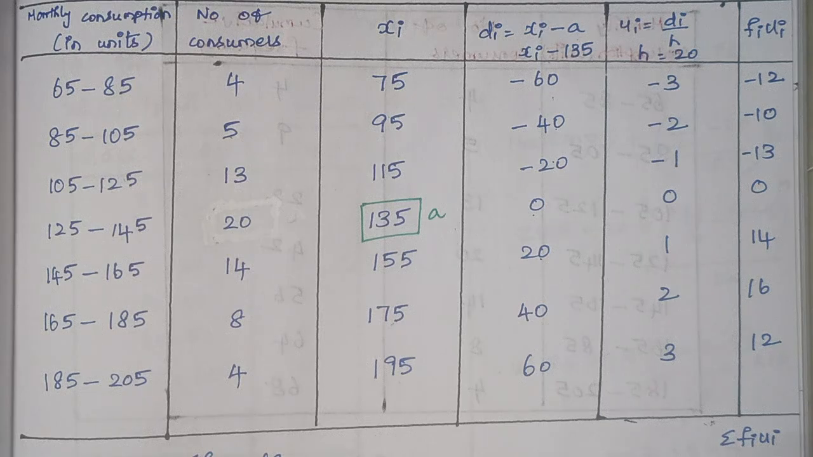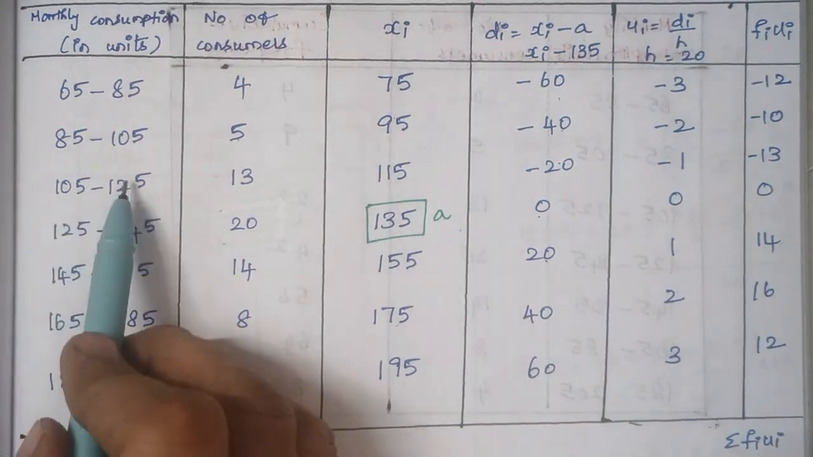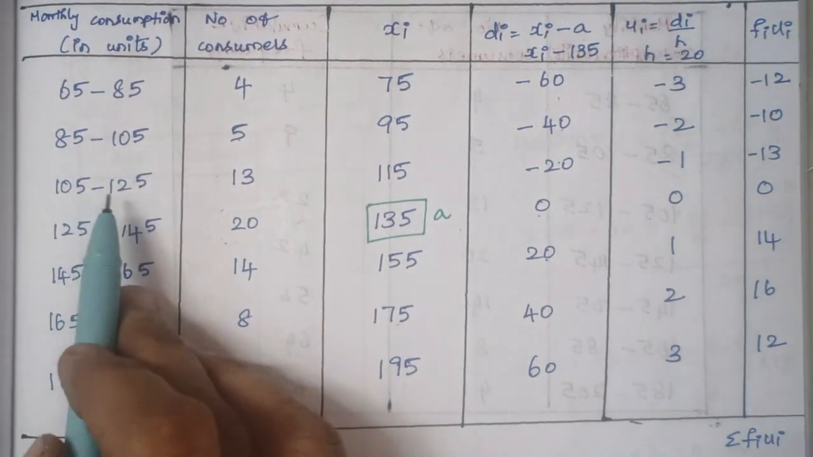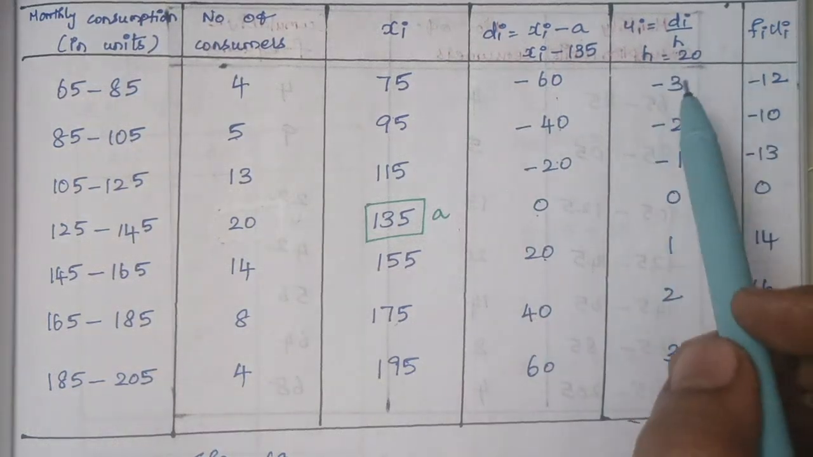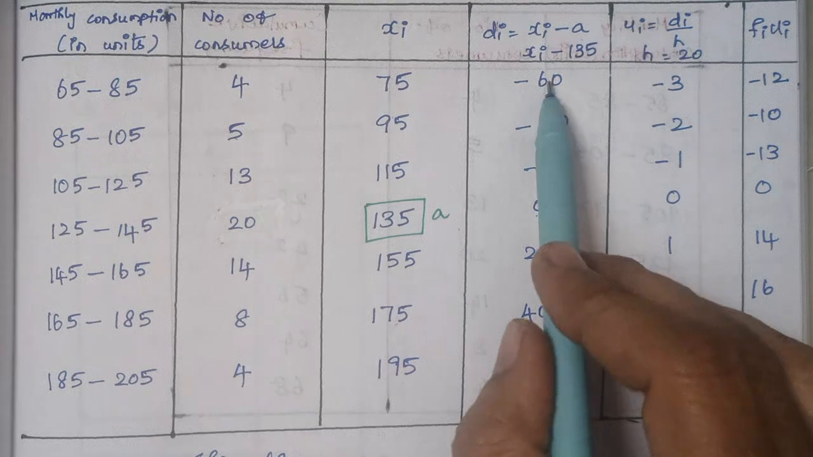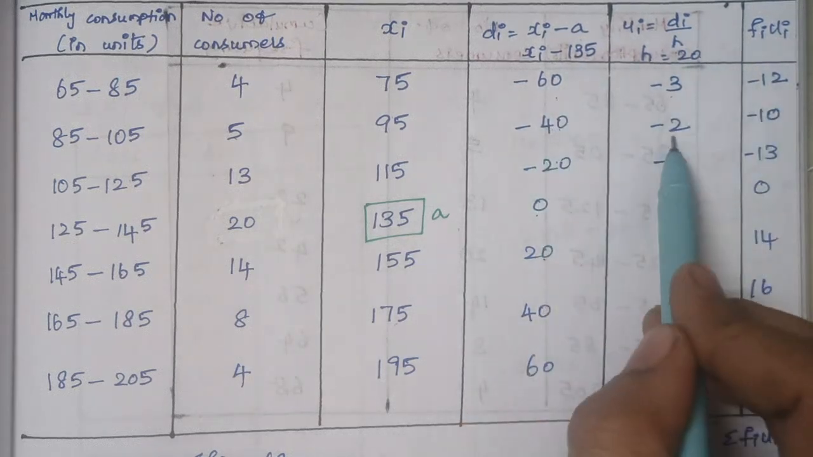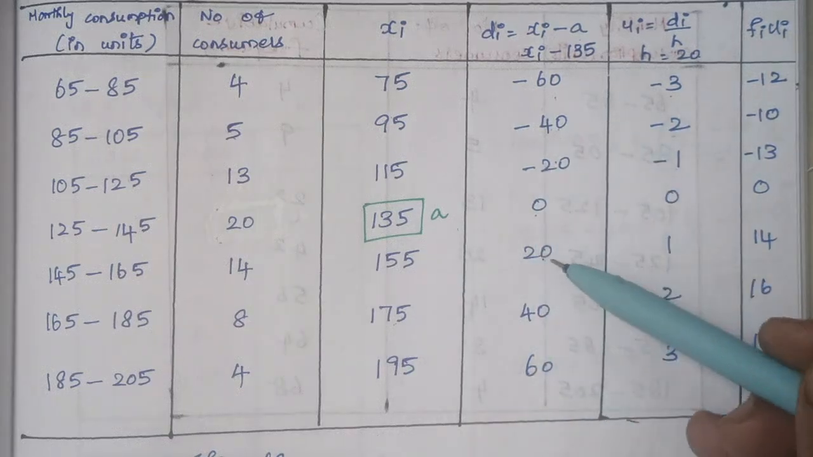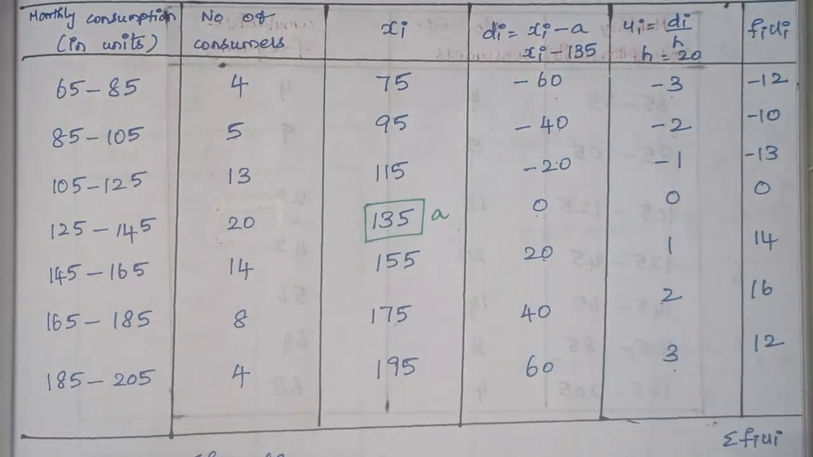So ui is nothing but di by h. So here what is the value of h? h is the difference between the intervals. So here 125 minus 105 gives the answer as 20. So the value of h is 20. So now we are going to divide, that's it. So minus 60 by 20 is minus 3, minus 40 by 20 is minus 2, minus 20 by 20 is minus 1, 0. So 20 by 20 is 1, 40 by 20 is 2 and 60 by 20 gives 3.